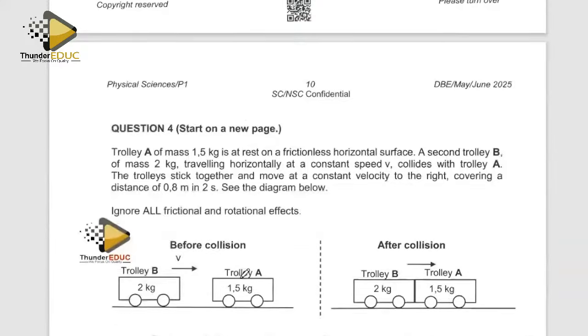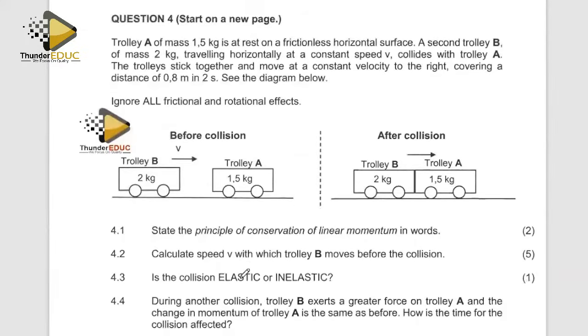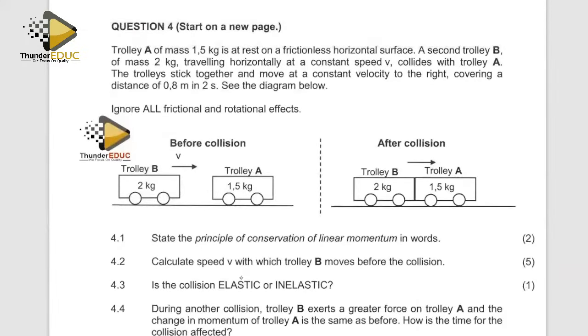Then question number 4. We have a trolley A of mass 1.5 kg resting horizontally on a frictionless surface. The second trolley B of mass 2 kg travels horizontally at constant speed V and collides with A. The trolleys stick together and move at a constant velocity to the right. This one is resting, right? There's a distance covered in 2 seconds.